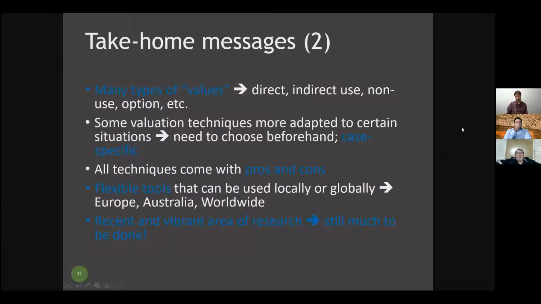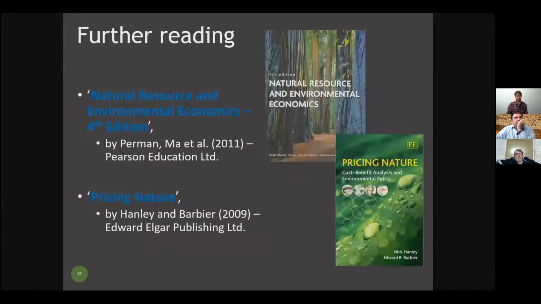But overall, they are flexible tools that can be used locally or globally, in Australia or in Europe, worldwide. Through benefit transfer, for example, we can use studies that have been carried out very far away from here, but that still make sense to apply here. So it's very flexible in that regard. And obviously, that's a very recent and vibrant area of research, so there's still much to be done in that area. That's it for me today.